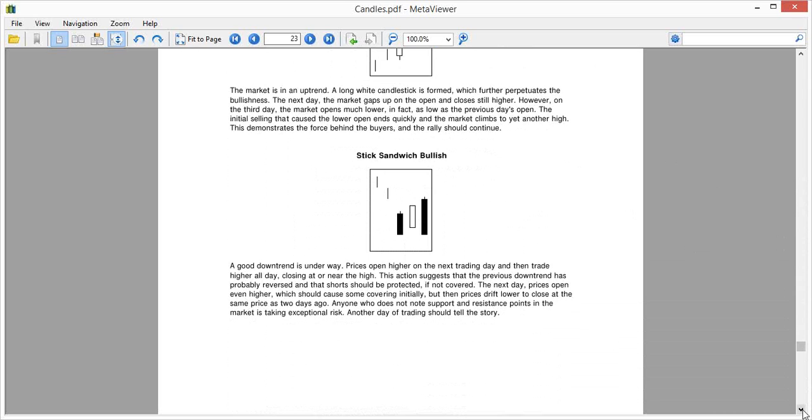Anyone who does not know the support and resistance points in the market is taking an exceptional risk. Another day of trading should tell the story. So we had a down day, the market bought back up on a bullish candle, and on our third day sold, but we came into support. So we're looking for confirmation the next day, and we have a sandwich. The price is sandwiched between 2 bearish candles, so our next candle will give us our confirmation.